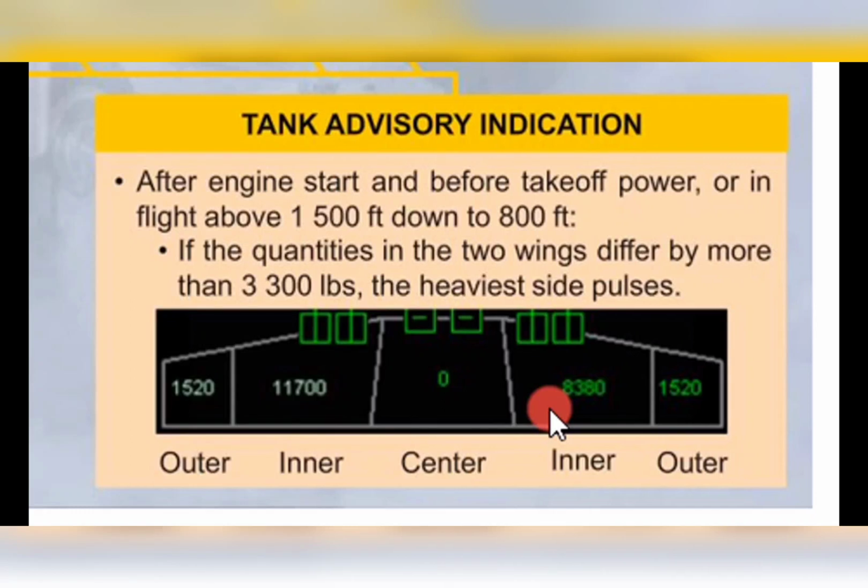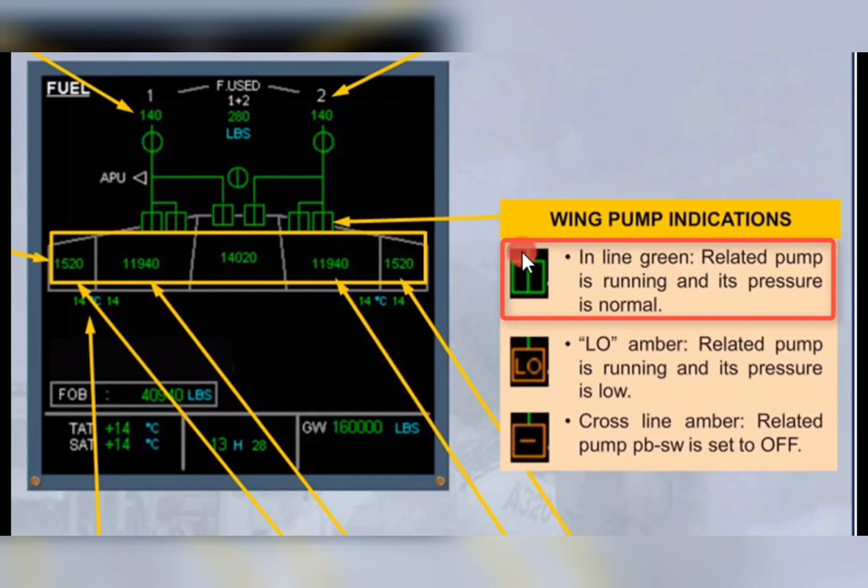If the quantity in the two wings differs by more than 3,300 pounds, the heaviest side will pulse, because it is not allowed to have more than 3,300. More than that, it will always give us a warning.